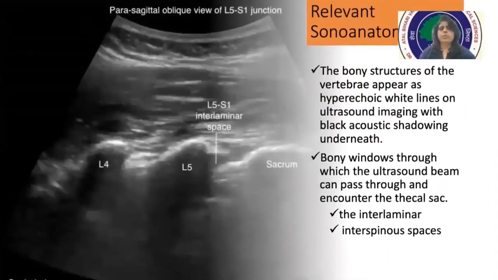So coming on to the relevant sonoanatomy, as you all know, ultrasound beam cannot pass through the bony structures. The bony structure will appear as hyperechoic white lines, and beneath it, since the ultrasound beam cannot pass, there will be a black acoustic shadow, that is anechoic shadowing. So we are concerned about two spaces. These spaces will provide a window to see the structure. These are the interlaminar space and interspinous space, which lie between the laminae and between the spines.